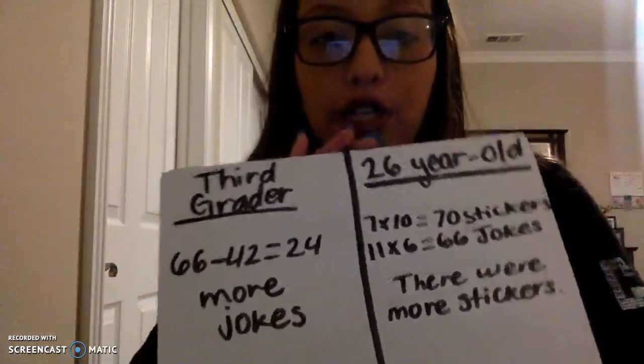My fourth and last problem is: Sarah had an activity book. There were 11 pages of jokes, 7 pages of stickers, 12 coloring pages, and 15 pages of mazes. On each sticker page, there were 10 stickers. On each joke page, there were 6 jokes. Were there more stickers or more jokes in the book? So here I have how they were solved by each person I had do them.